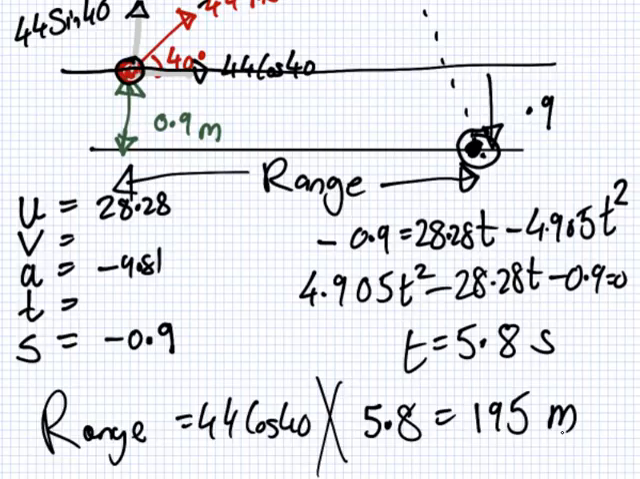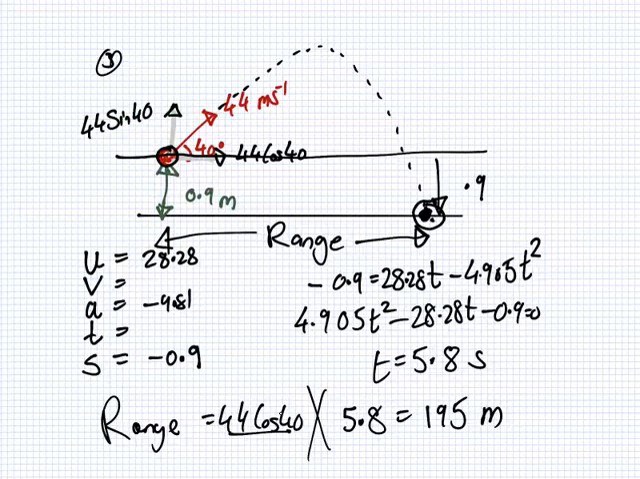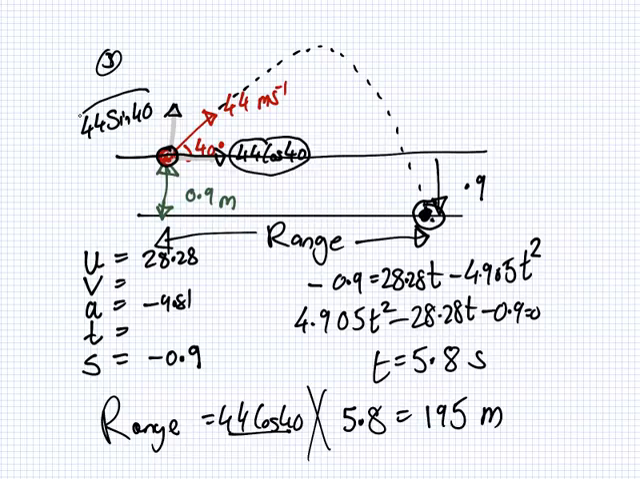Why what? Why 44 cos? So what happens here, 44 cos is the horizontal and 44 sine is the vertical, and we want the range. So why do we not use 44? Just 44. Ah, but 44 is this one, and we need this one, horizontal.